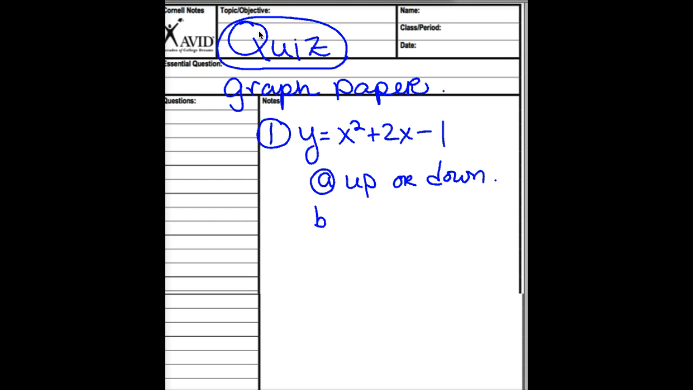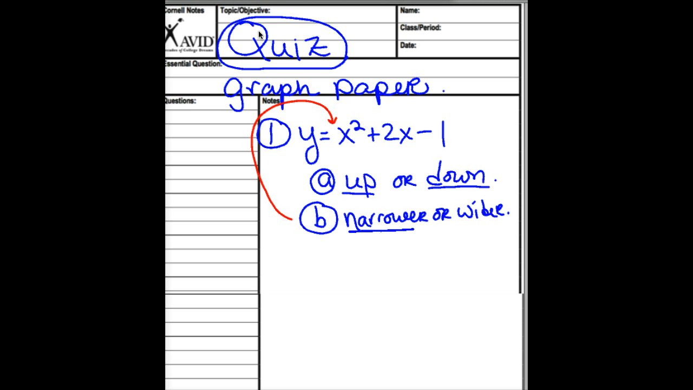Letter B, and I know it's a 50-50 guess, but you're going to have to explain yourself when you come up to me. If I put a positive 2 in front of it, I want you to tell me if that will make it narrower or wider. So you're going to write down either up or down, narrower or wider.